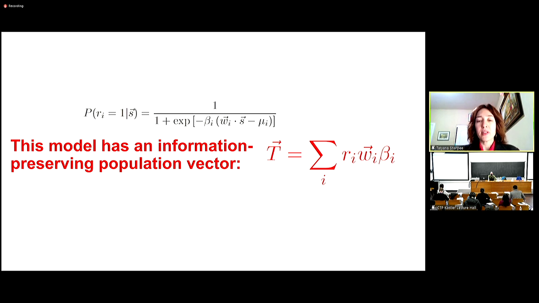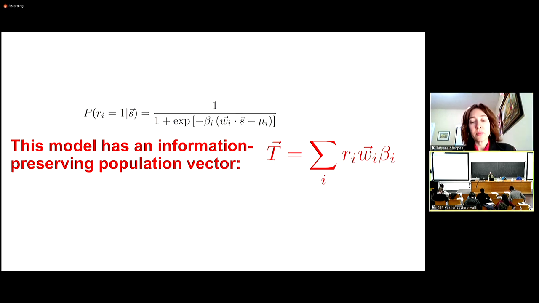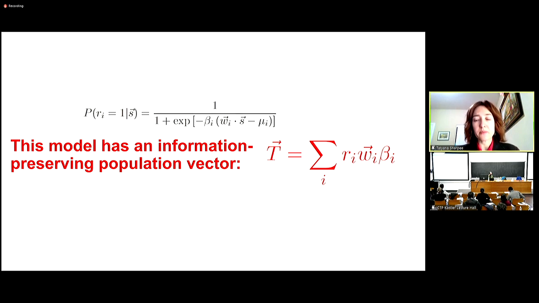And now monitoring this vector T allows us to capture whatever information is contained in neural responses. So it's not that there is no loss during the encoding from stimuli to neural responses, but there is no loss for the readout. There is a compression from stimuli to neural responses, but whatever the neural responses contain, you can read out using this vector T.